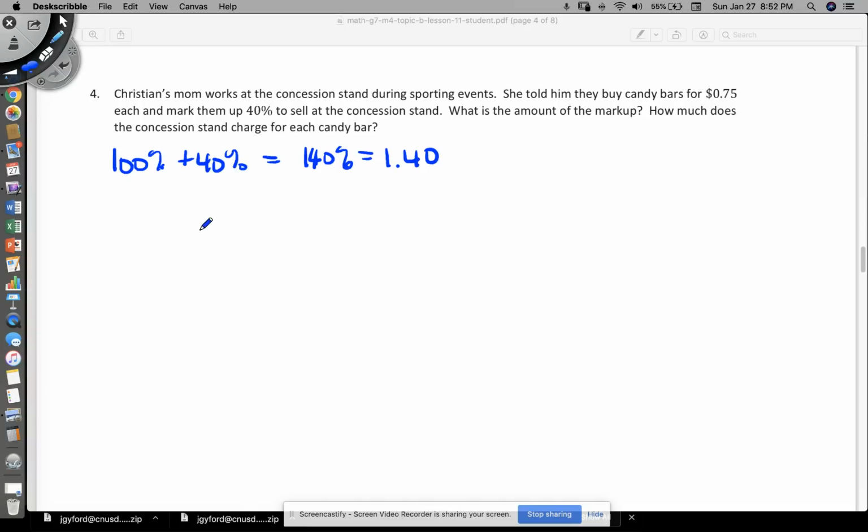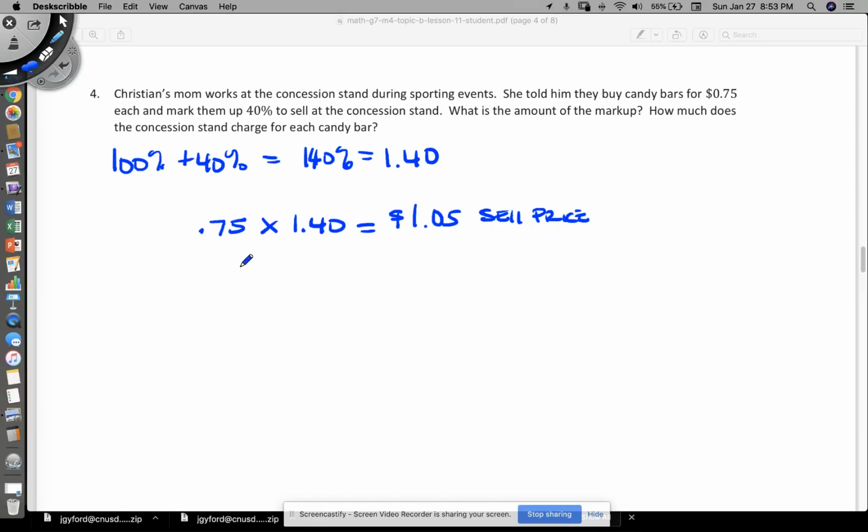So we're going to take that 75-cent candy bar, and we're going to multiply it by 1.40. That's 100% of what they paid for it and the 40% increase. So if you multiply those together, you get $1.05. Now that's the sell price. So if you and I walked up to the concession stand and we bought a candy bar, we'd pay $1.05.